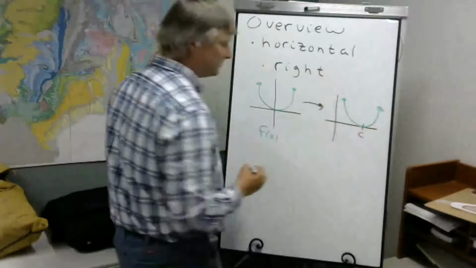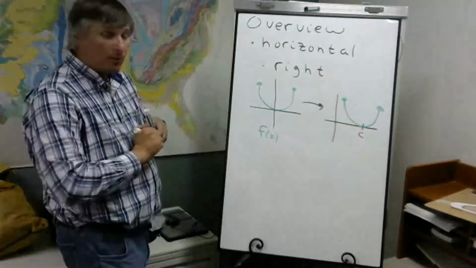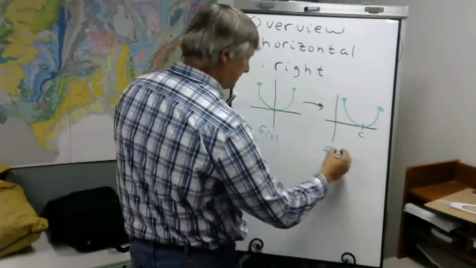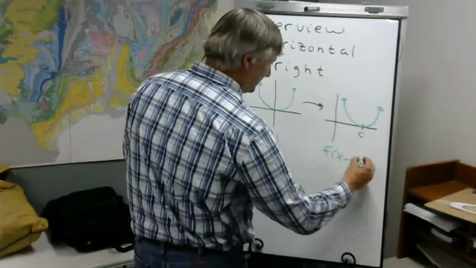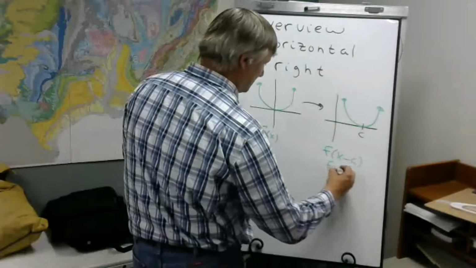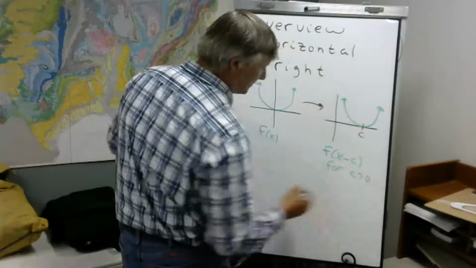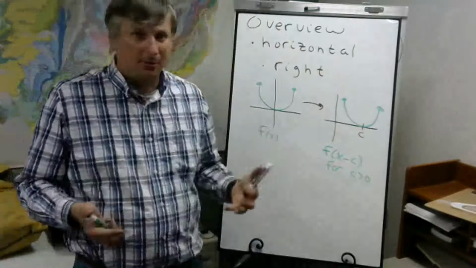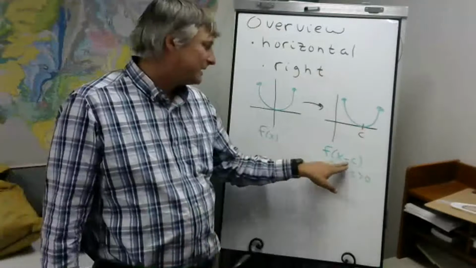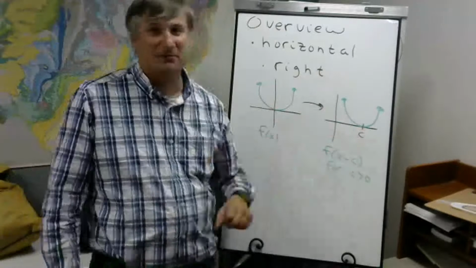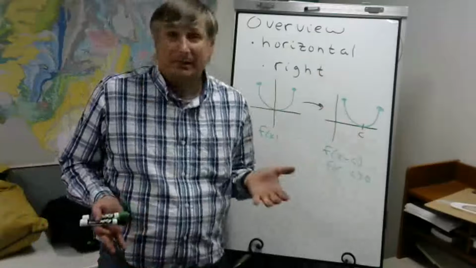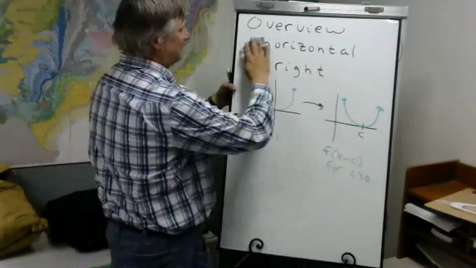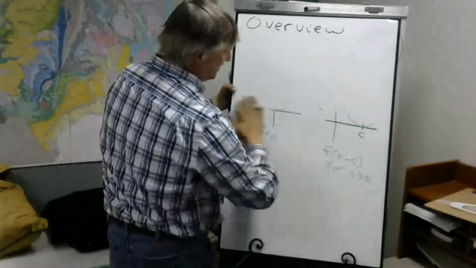I'm going to shift it out to c. Well, what we do here is we replace f of x with f of x minus c, again for c greater than 0. And again, it's kind of counterintuitive, aesthetically speaking, subtracting c to move in the positive x direction. Well, that is what it is. All right. So those are the shifts.